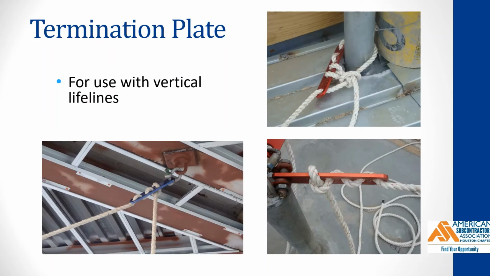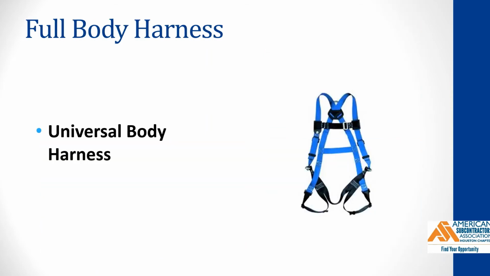Termination plates are used with vertical lifelines. Follow the manufacturer's instructions and you will have a successful 5,000-pound anchor point. Here is a typical example of a full body harness.